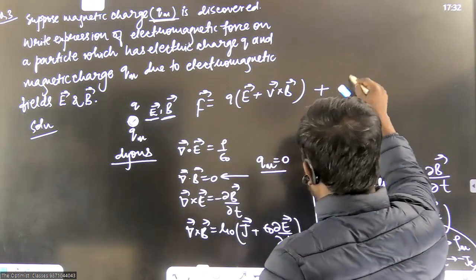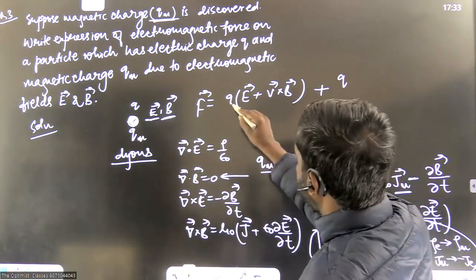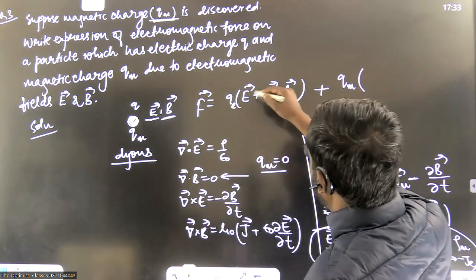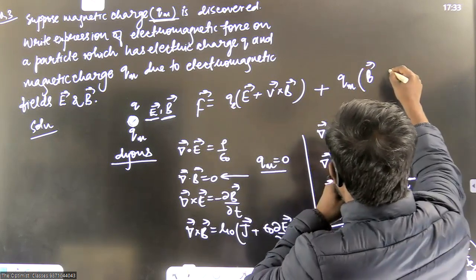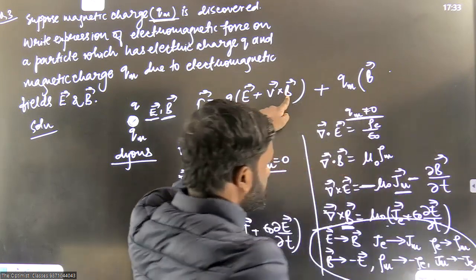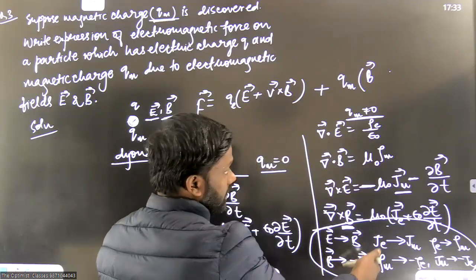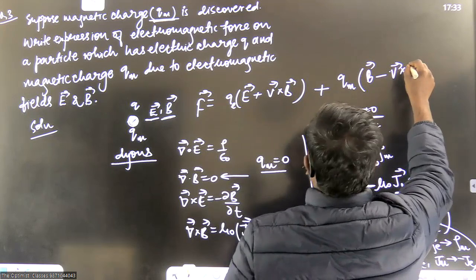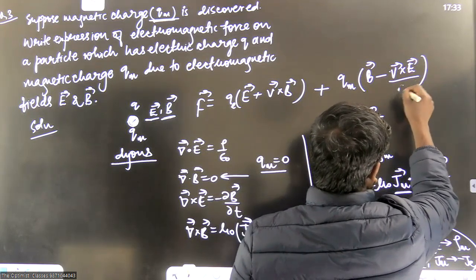Here I'm removing this question mark. There was charge Q, so I'm replacing electric charge by magnetic charge Qm. You replace the electric field by the magnetic field, and there is a term v cross B, but now B will be replaced by minus E. So we get v cross E, but to balance the dimension, we write c squared here.